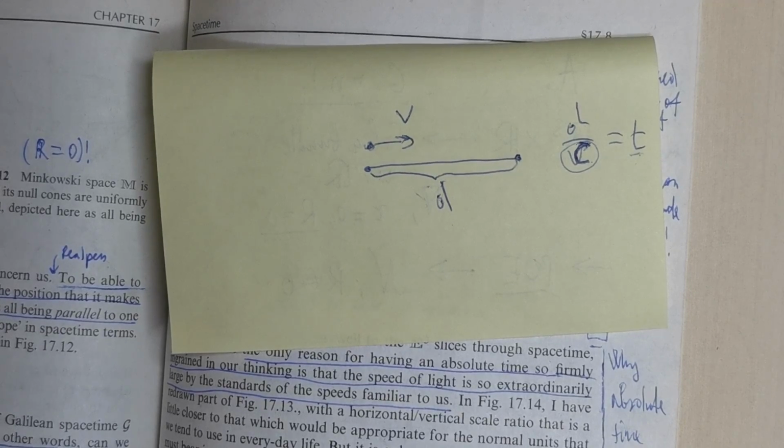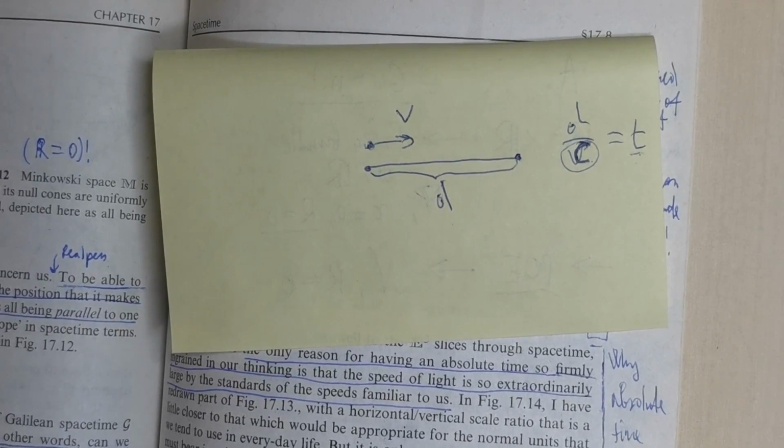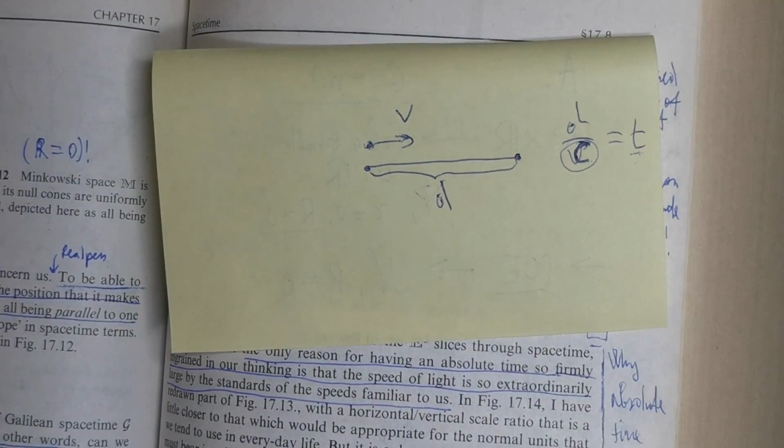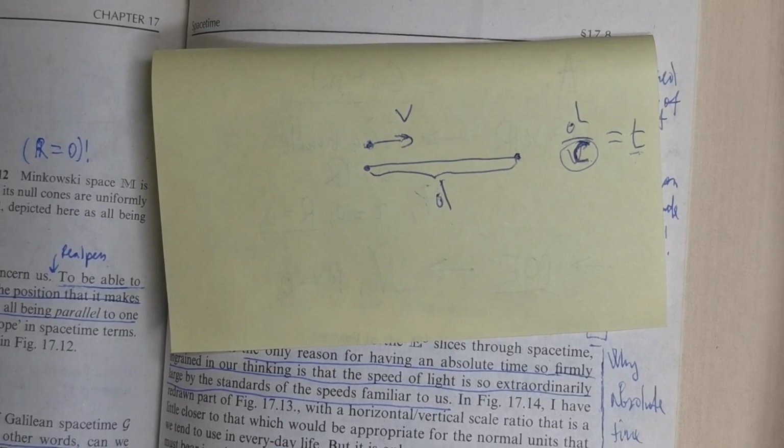So you have a train coming into the station, and at the moment that the center of the train passes the platform, the front and the back lights on the train flash. If you're on the train, those two signals reach you at the same time. But if you're standing on the platform, the signal that is receding away from you takes longer than the signal that is coming towards you.